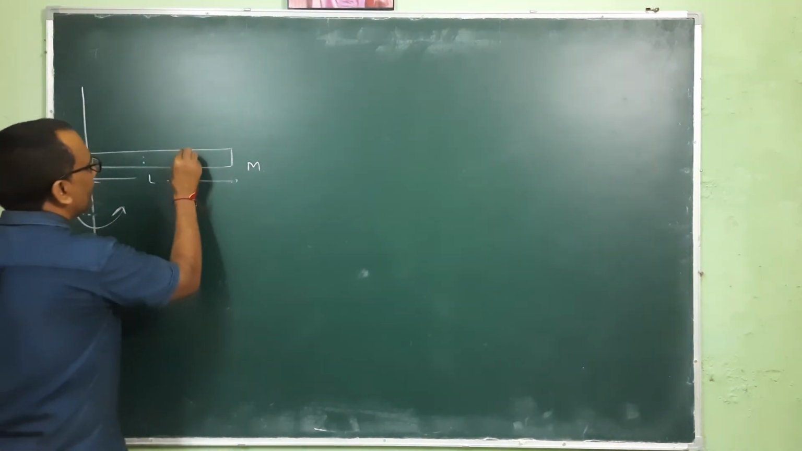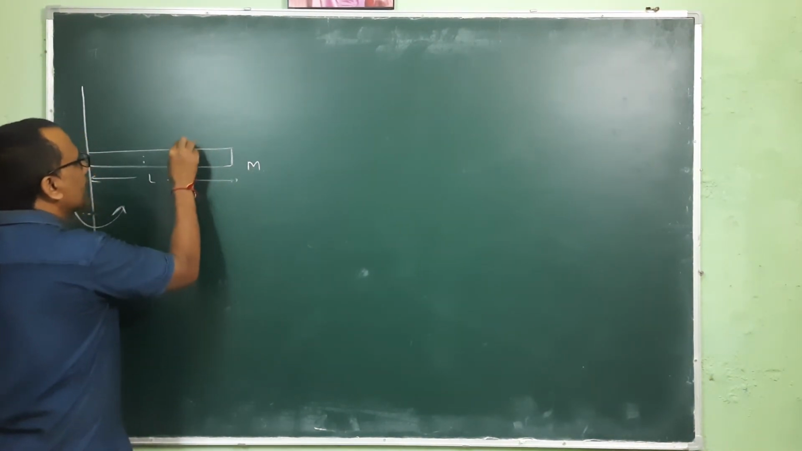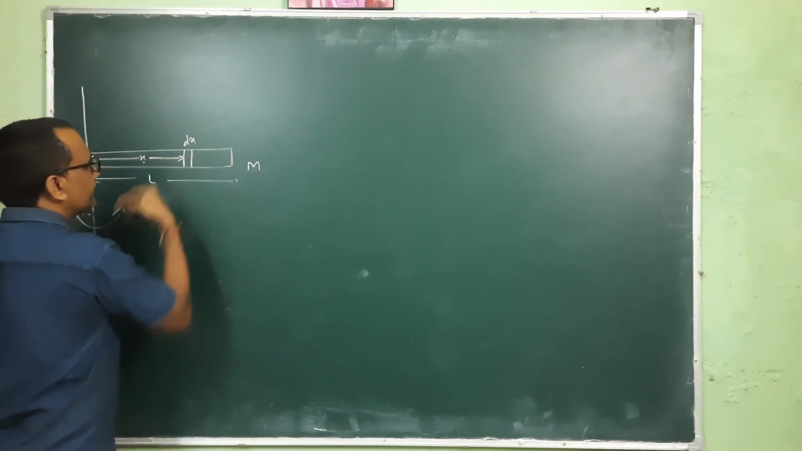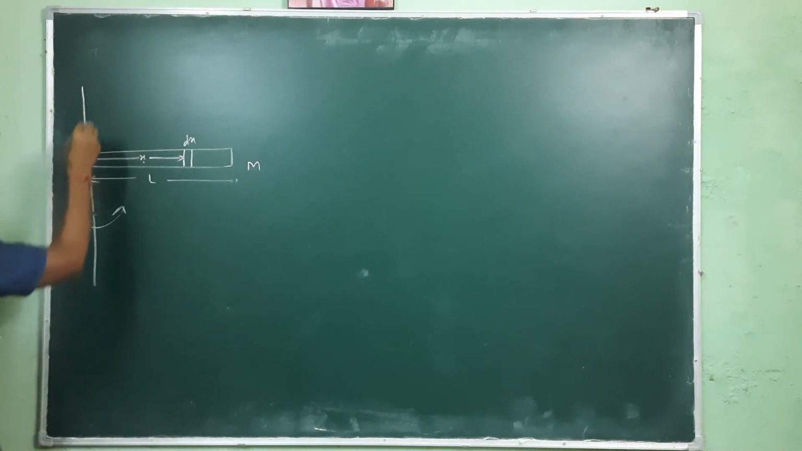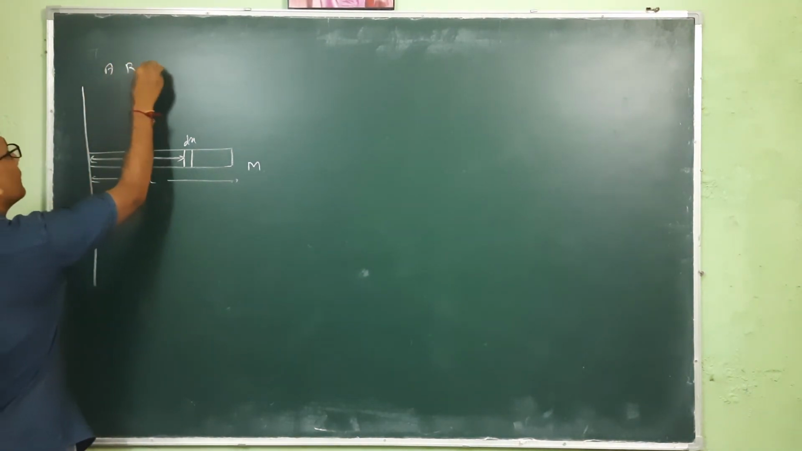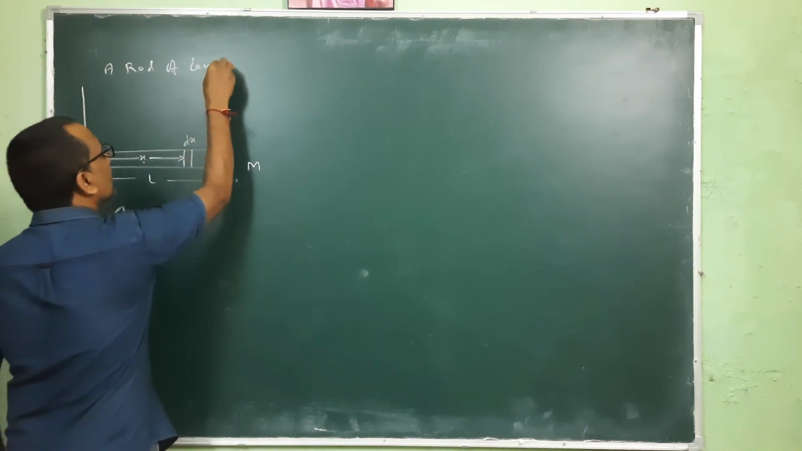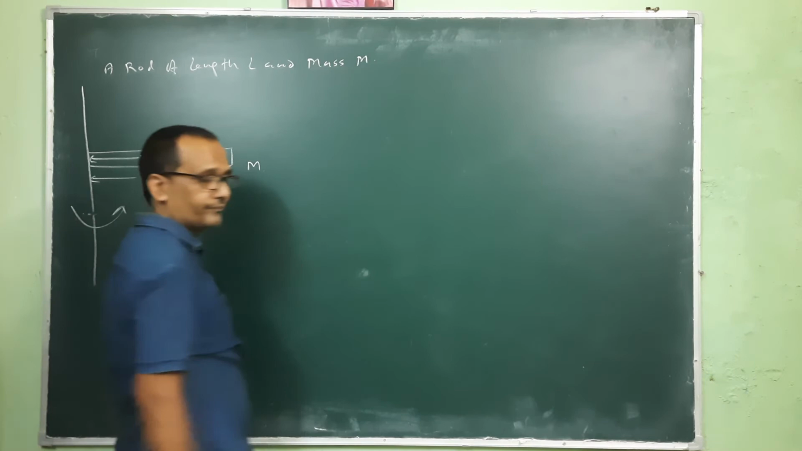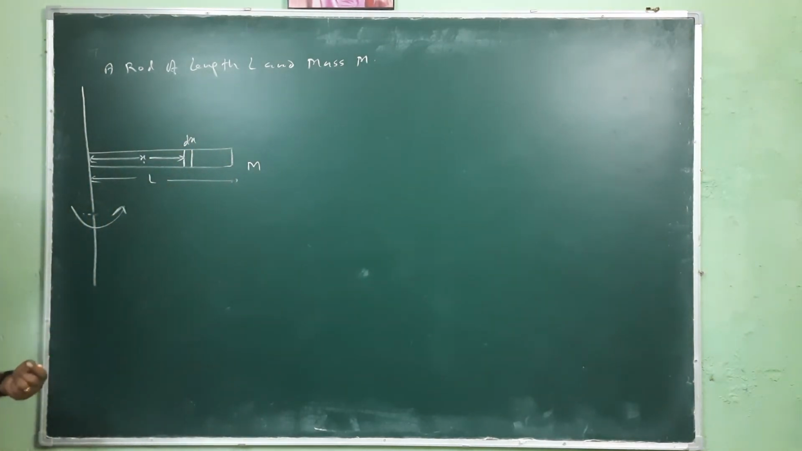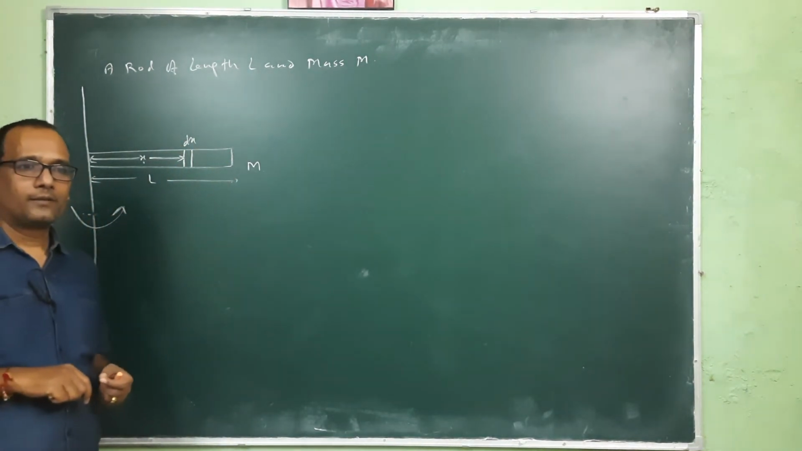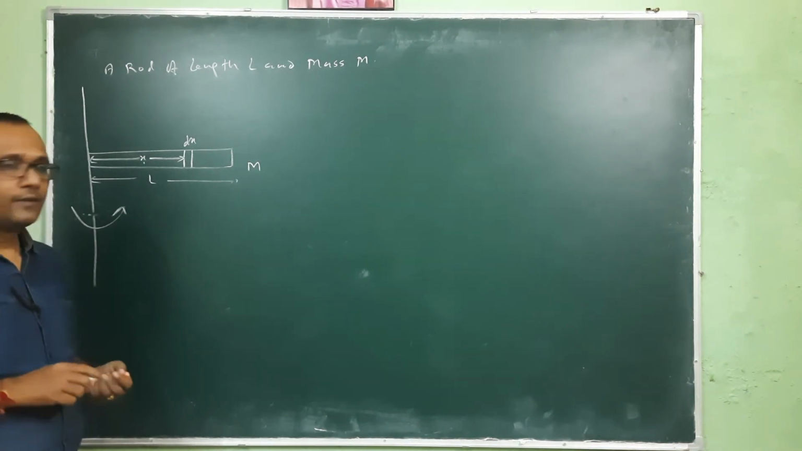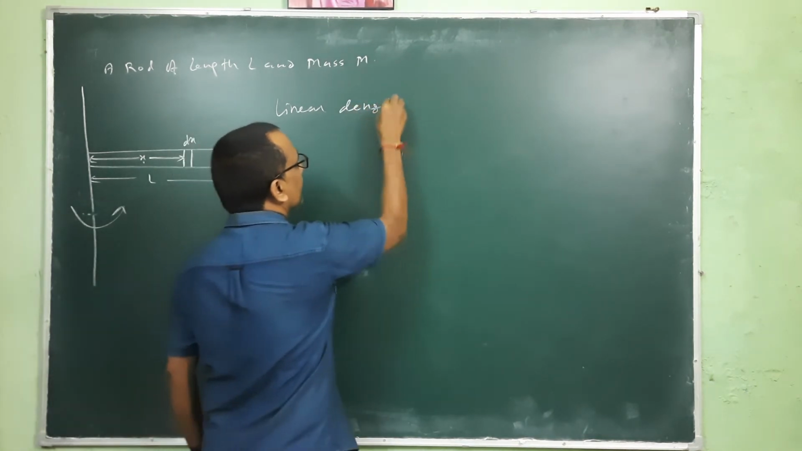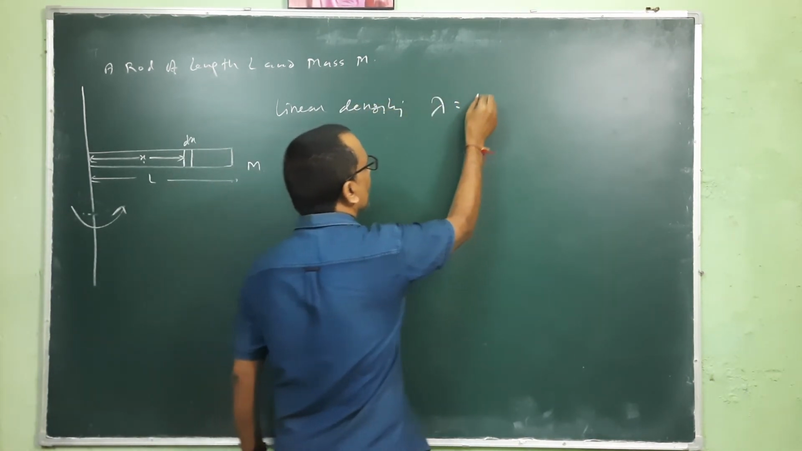So we will take one strip somewhere here. That thickness is dx at the distance x. So a rod of length L and mass M. Here that is a one dimensional case, so we will calculate the linear density. The linear density we have taken as lambda, which is equivalent to mass by L.